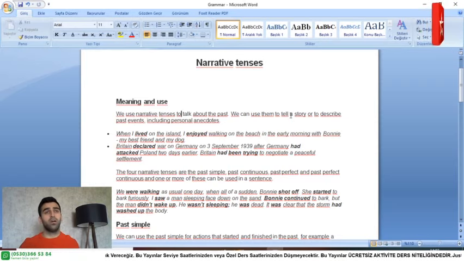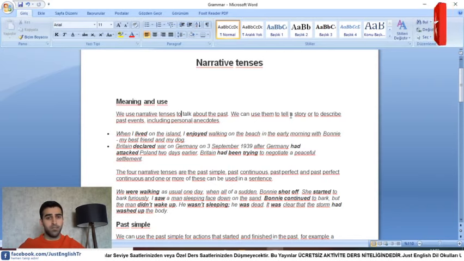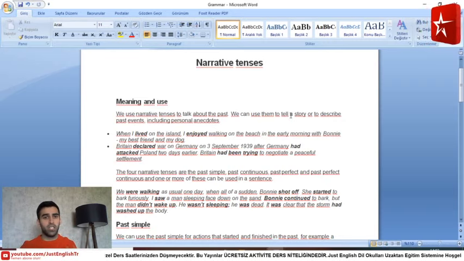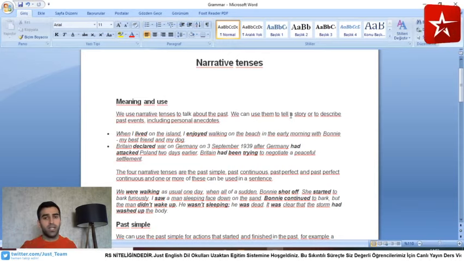Okay, so firstly, I will explain how we can use narrative tenses, in which situations we will use them. The narrative tenses means we should use past simple, past continuous, past perfect and past perfect continuous. So this kind of tenses, when we are telling a story in the past, we use them in that story.